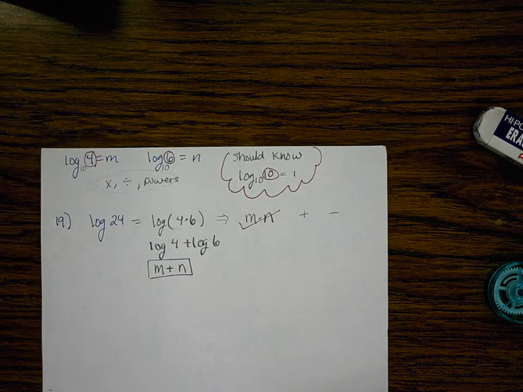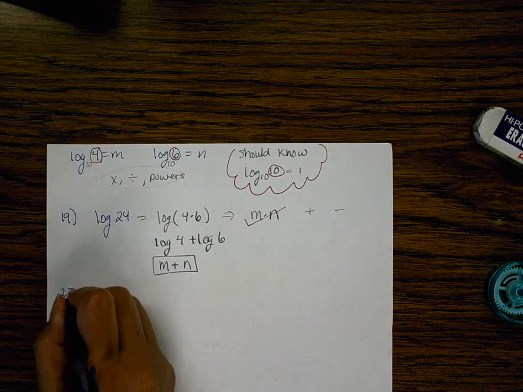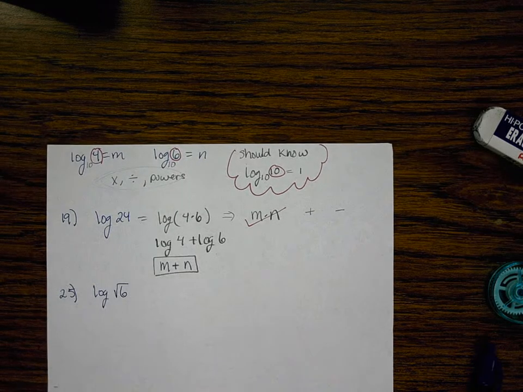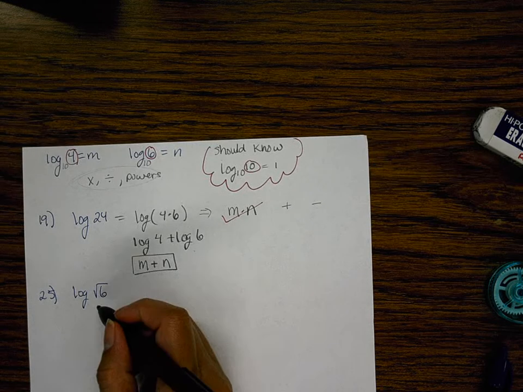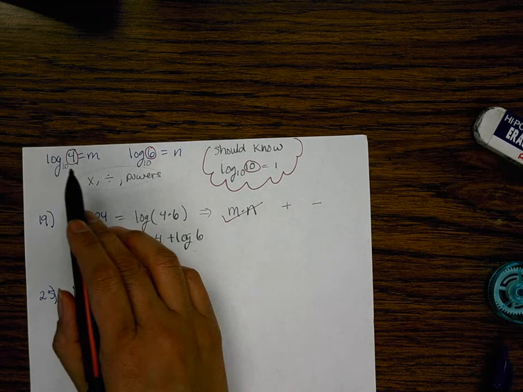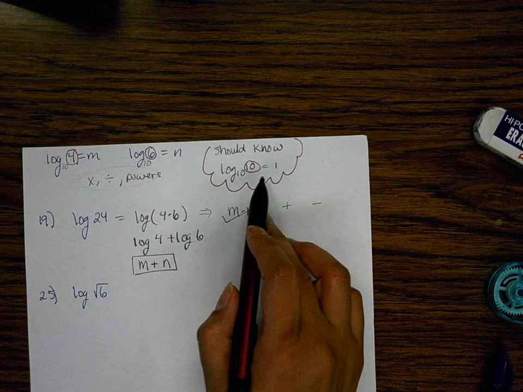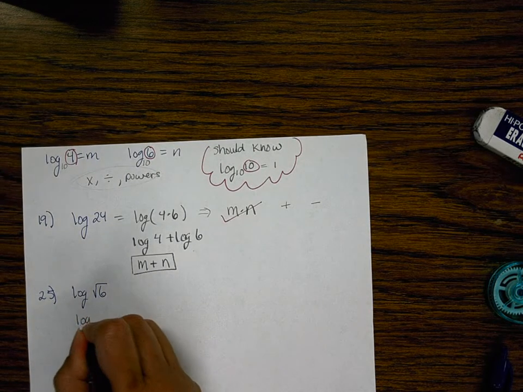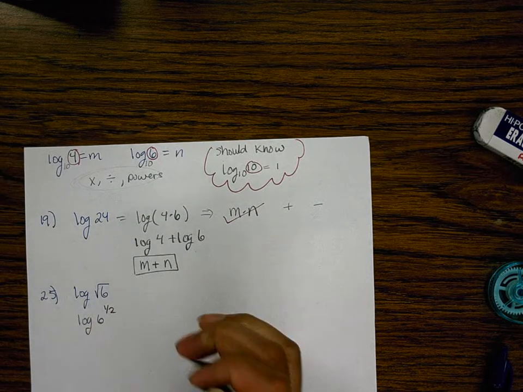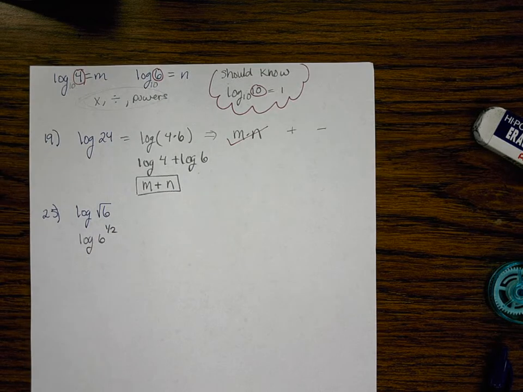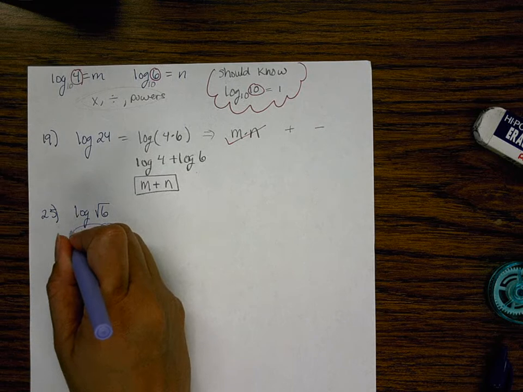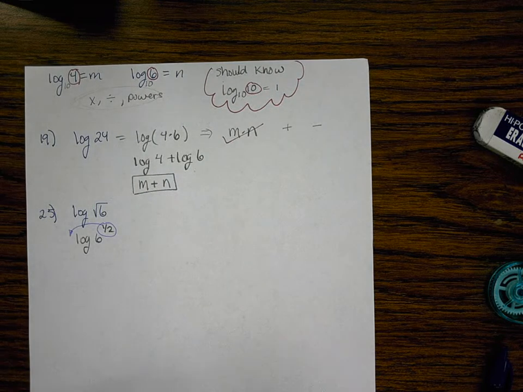All right, 25. Log of root 6. Okay, is there any way to get this without the radical using 4 and or 6 and or 10 using multiplication, division, or powers, exponents? Log of 6 to the 1/2, because 6 to the 1/2 is equivalent to the square root of 6. Why do I want to use a power? Because one of my log laws is bringing this to the front.